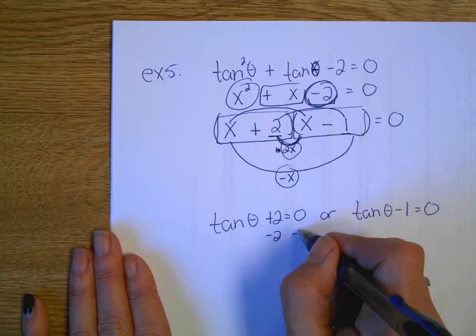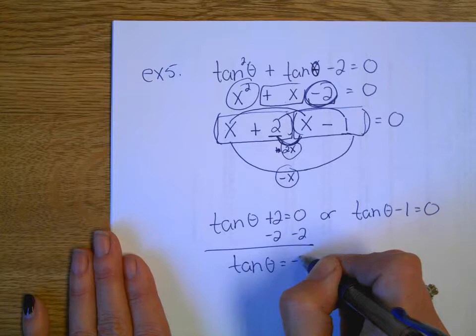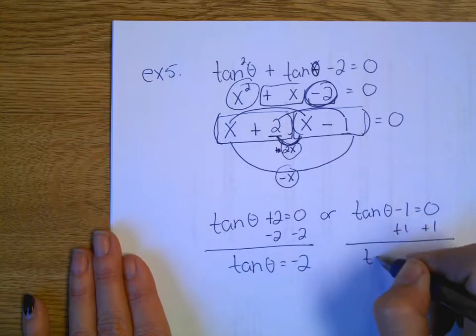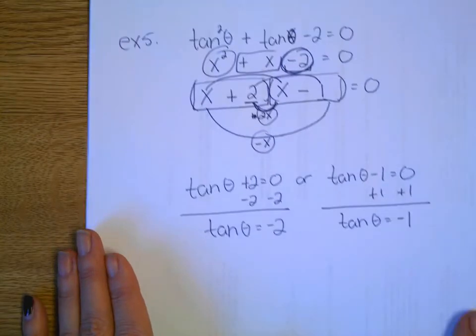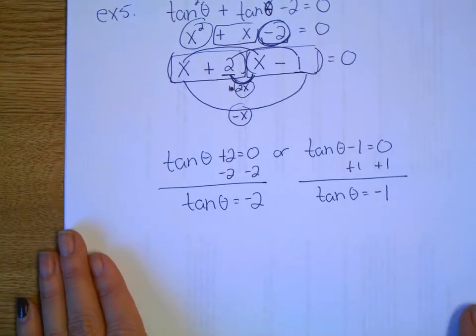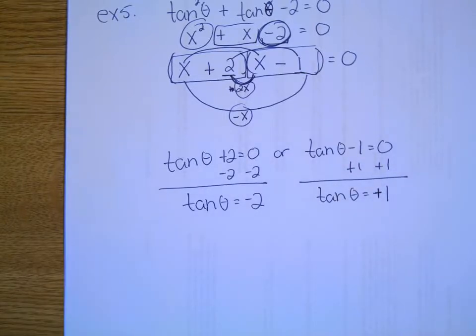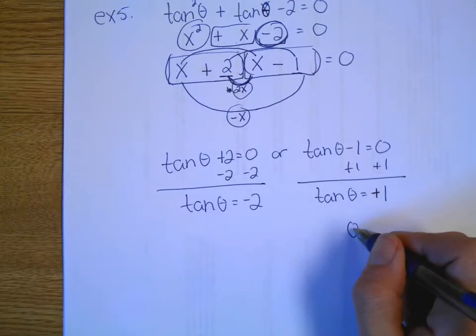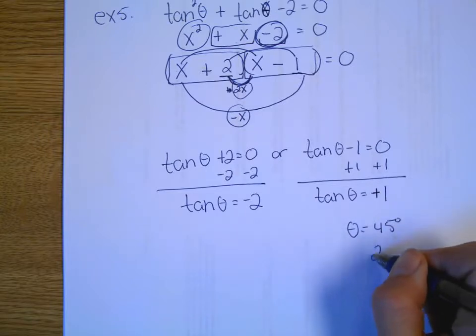Okay, so I'll subtract 2. Tan theta equals negative 2. Add 1. Tan theta equals 1. Let's get the 1 out of the way first. This one's not a problem. Where does tangent equal 1? 45 and, what did you say? 225.